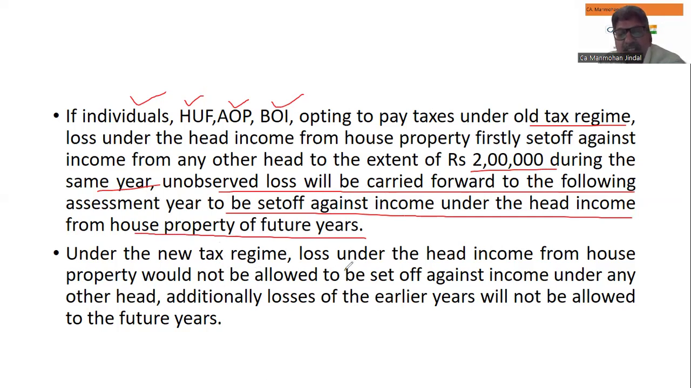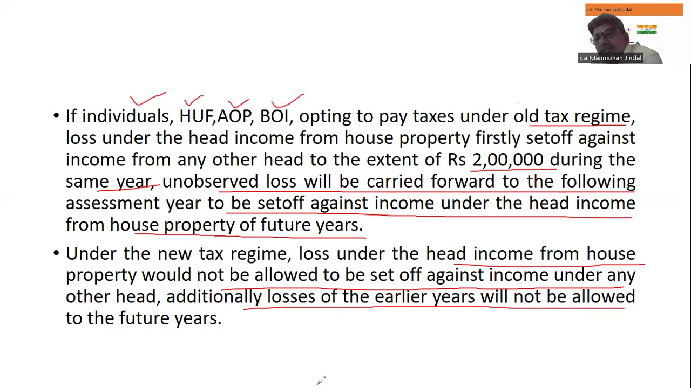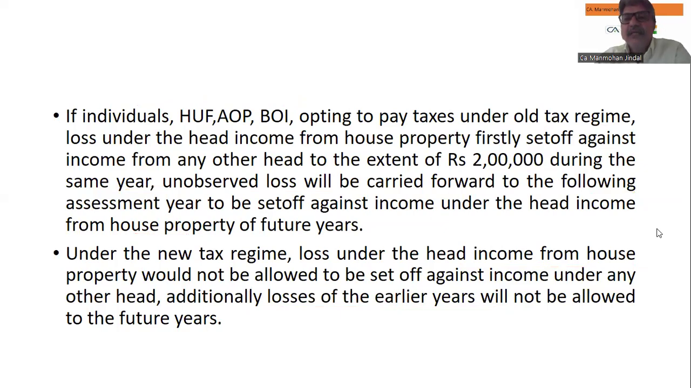But in the new tax regime, loss under the head of income from house property would not be allowed to be set off against the income under any other head. Additional loss of the earlier years will also not be allowed for the future years. We know that all deductions are abolished in the new tax scheme except the standard deduction.